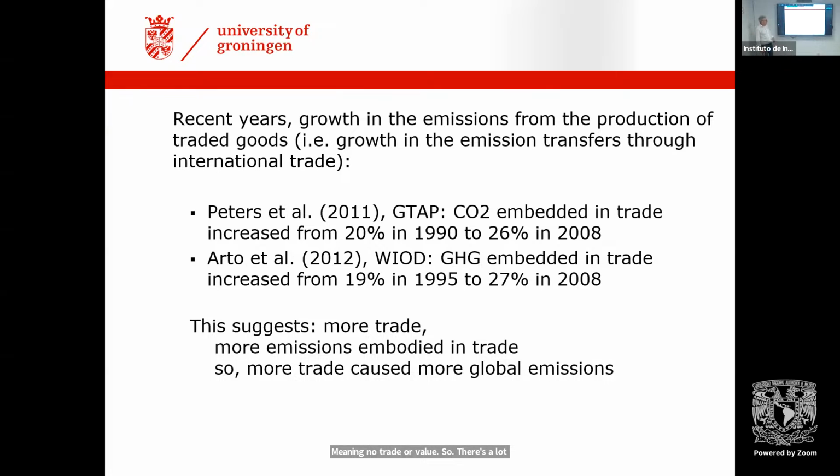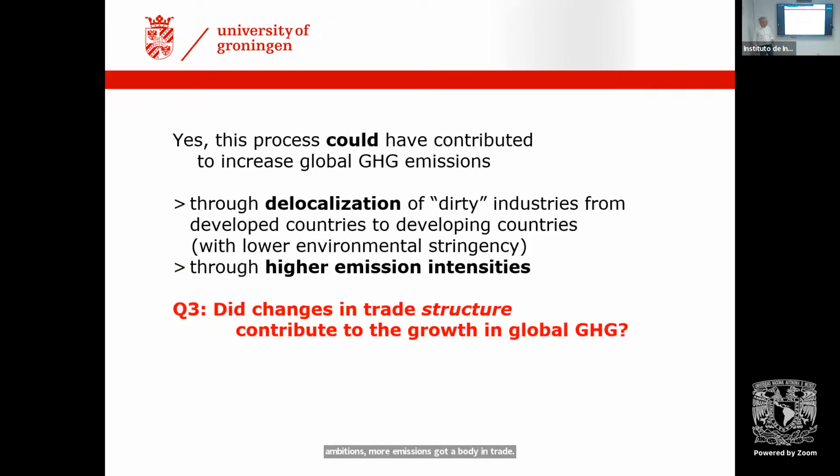Arjan and some of his other friends, I was not involved there, used the WIOD database, and found that the greenhouse gas embedded in trade increased from 19% to 27%. And Glen Peters and friends found something similar for the GTAP database. So this suggests that trade has increased quite a lot, and therefore more emissions got embodied in trade. So more trade costs more global emissions. And the idea was that this process could have contributed to the increase in global greenhouse gas emissions.